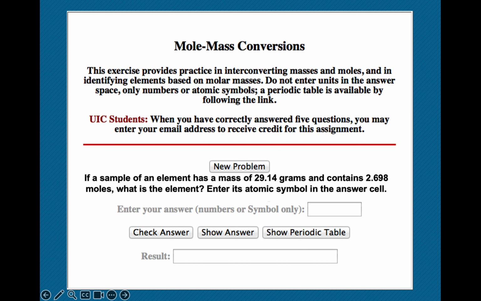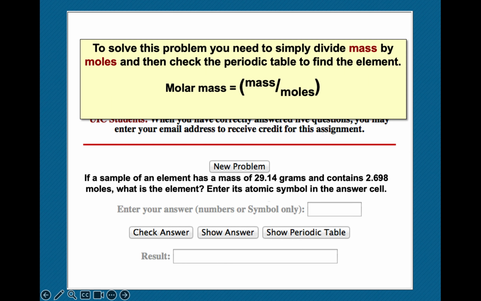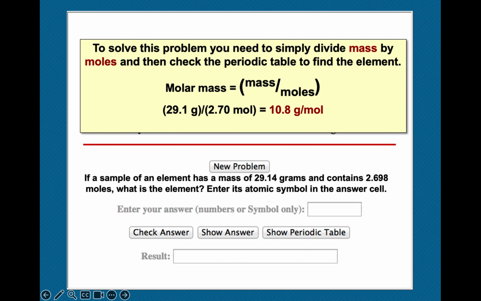Well, molar mass is mass divided by moles, right? We have a mass, we have the number of moles. With this simple relationship, we can calculate the molar mass of this element. We simply divide them, and we get 10.8.